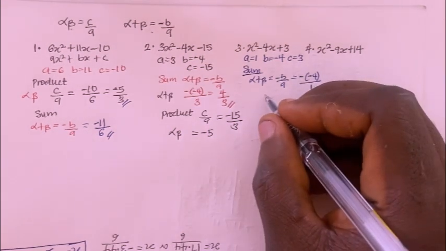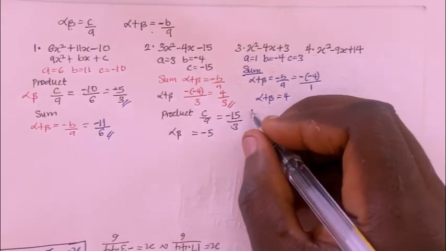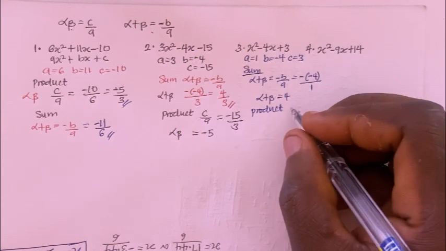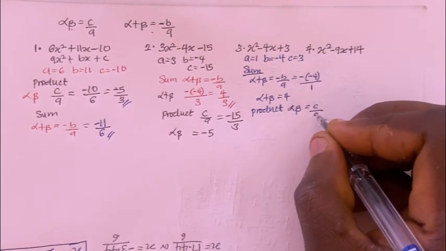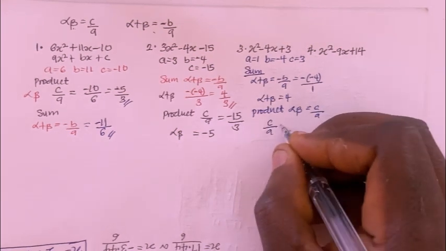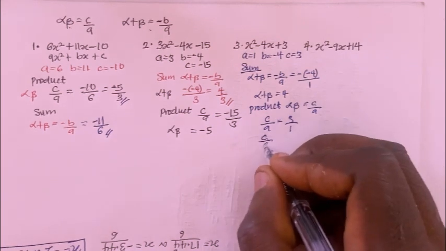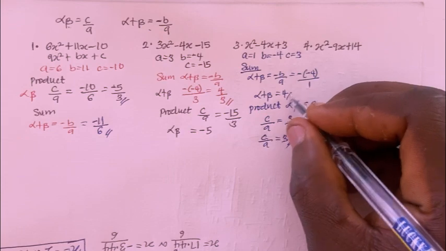So here we are going to have alpha plus beta equal to what? Plus 4. Then what of the product? The product of the roots is alpha beta, and it is equal to c over a, which is 3 divided by 1. So c over a equals what? 3. So the product of the roots is 3, and also the sum of the roots is 4.